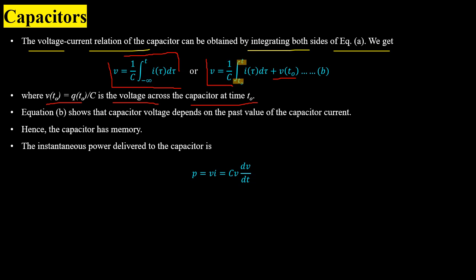Now equation B shows that capacitor voltage depends on the past values of the capacitor current, which means that a capacitor has memory. The instantaneous power delivered to the capacitor is equal to the product of the voltage applied and the current passing through the capacitor, or capacitance multiplied by the voltage applied and the rate of change of voltage.